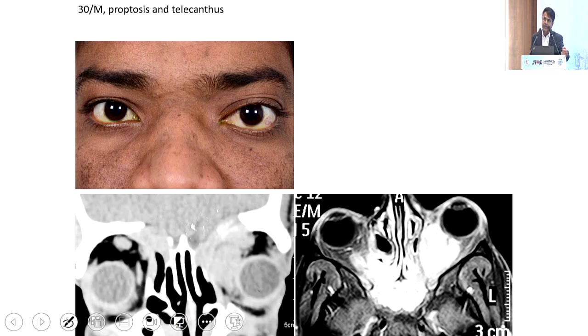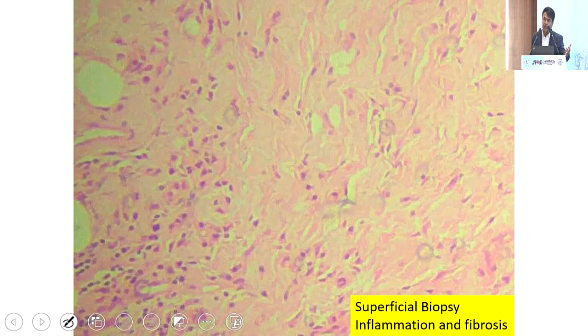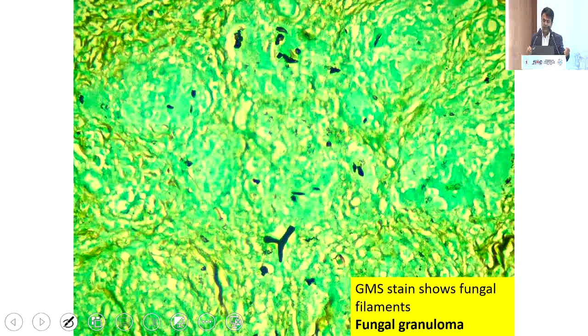This was a bilateral orbital mass with acquired telecanthus. You can see flattening of the nasal bridge as well. We thought it could be vaginous. Superficial biopsy showed inflammation and fibrosis. Deep biopsy was suggestive of vaginous because he had granulomatous inflammation, but there were multinucleate giant cells. So we asked our pathologist to do a special stain, which is GMS stain, and that was very clinching in terms of diagnosis because it was fungal granuloma, where use of steroids would have been disastrous.